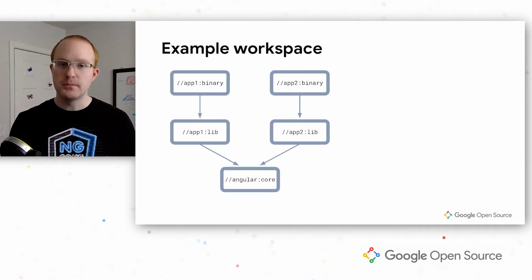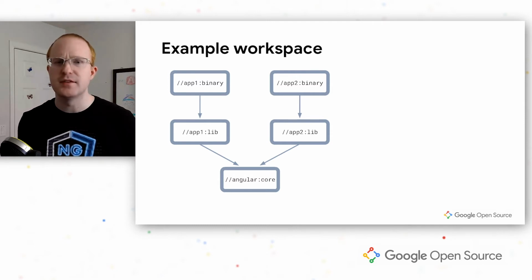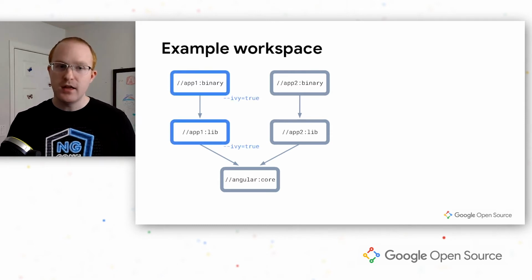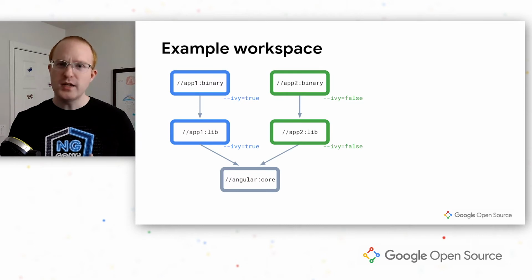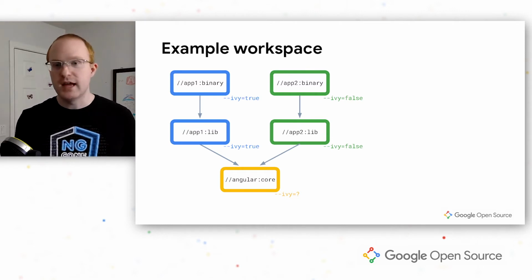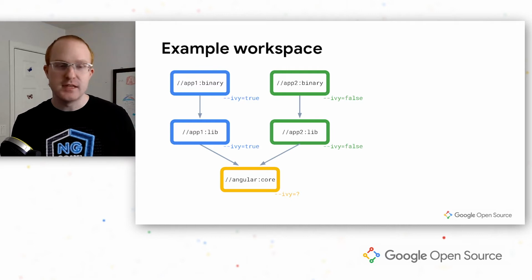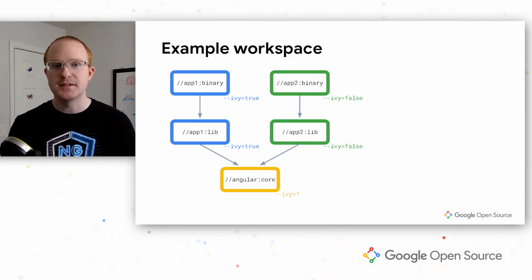Since we're rolling out incrementally, we only want to change one application to use Ivy, and the other one should just be left alone. We can compile app1 as Ivy, but then leave app2 without it. But this immediately brings up a tricky problem, which is how do we compile Angular Core? Since it's just a regular ng module, there's nothing special about it. If we enable Ivy, then app1 will work, but app2 will break. And if we disable Ivy, then app1 fails, but app2 works. So we're really stuck between a rock and a hard place here.